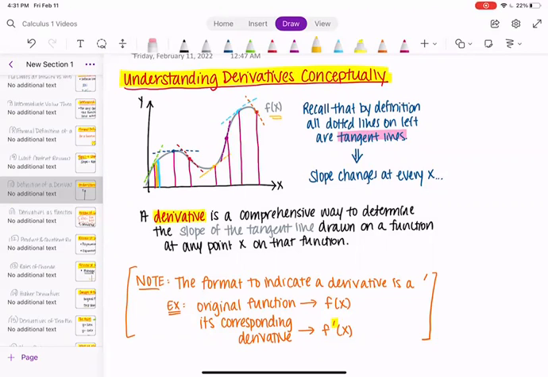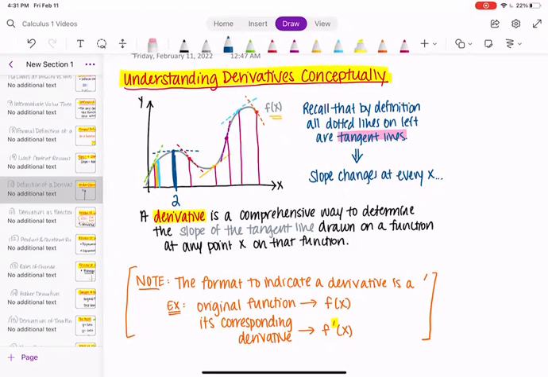So say I wanted to find the derivative at this point here, x equals 2. I can plug 2 into my derivative function, like plug it into my calculator, and it'll populate the slope of that original function at x equals 2.